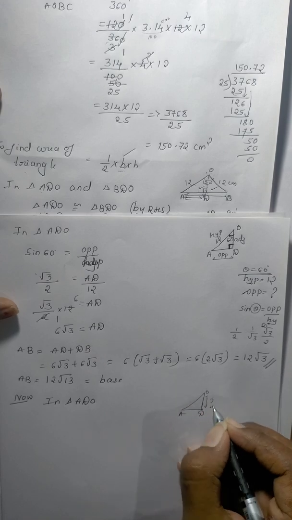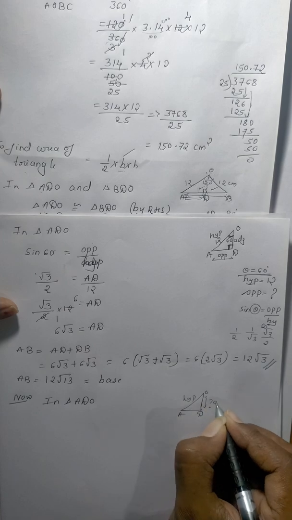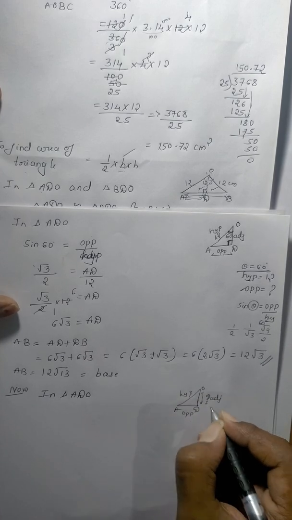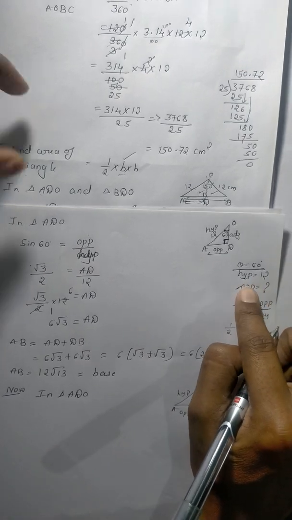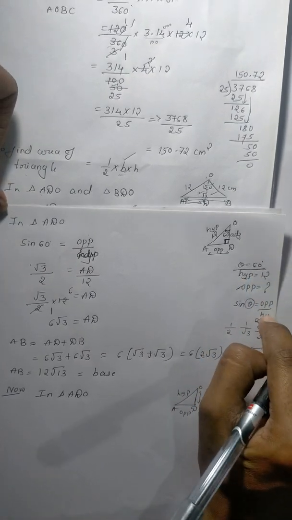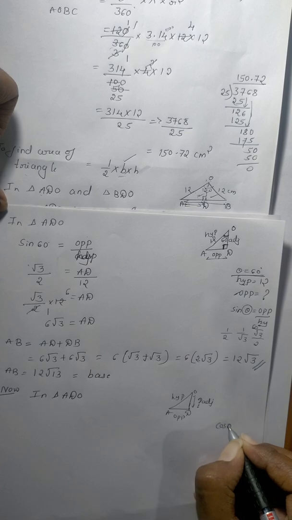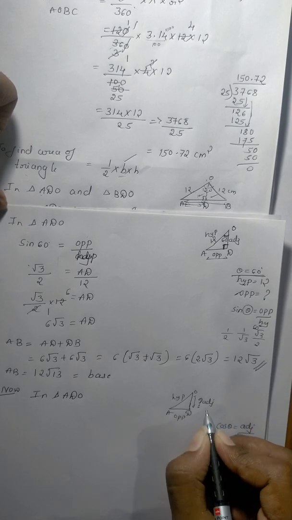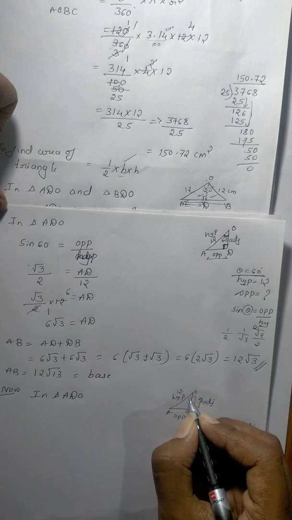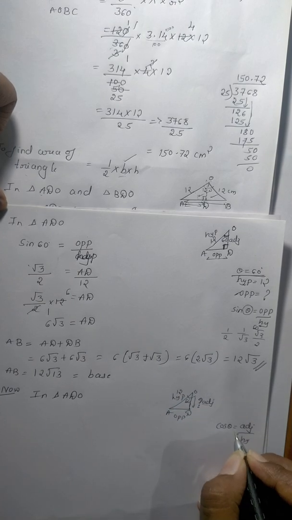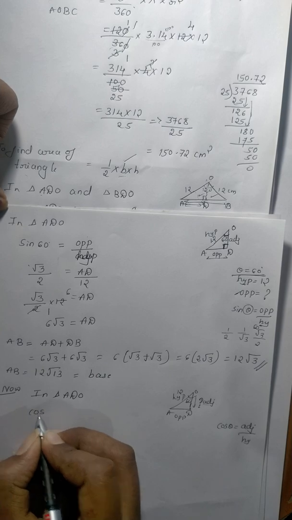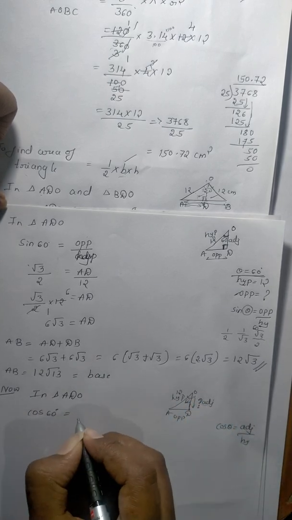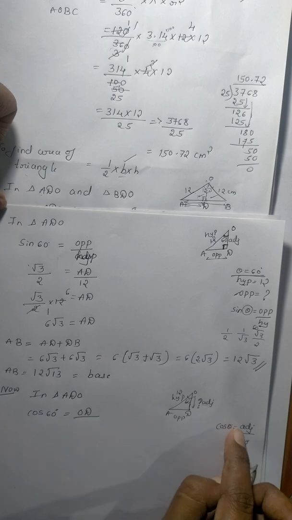Which side do we want now? This one. So hypotenuse, adjacent, opposite. Now we need the adjacent. As we have sine theta is opposite divided by hypotenuse, cos theta is adjacent divided by hypotenuse. As we need the adjacent and we have the angle as 60 degrees, we can apply cos theta. Cos 60 degrees is adjacent, that is OD, divided by hypotenuse, which is how much?